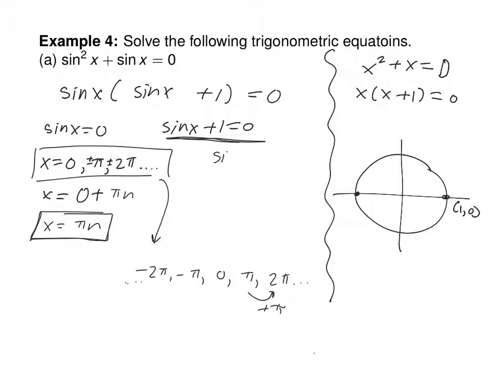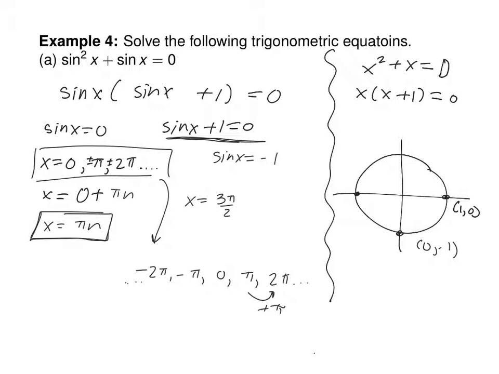So it'd be sine x equals minus 1, which I think is this angle down here, right? Because that's the point 0, minus 1. I think that's the only place on the unit circle where sine is negative 1. Do you agree? Mm-hmm. So that is x equals 3 pi over 2.